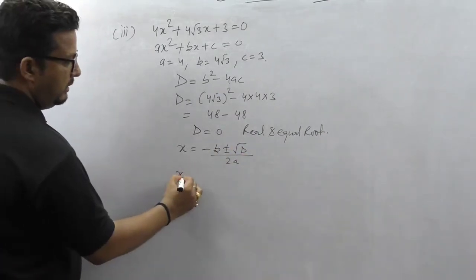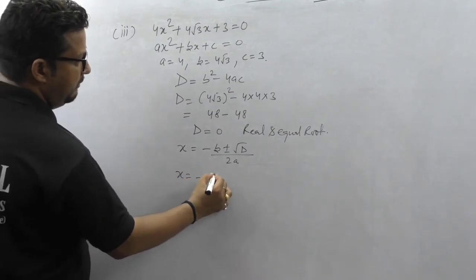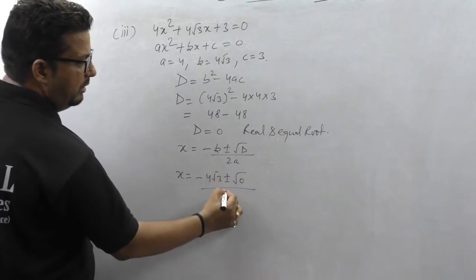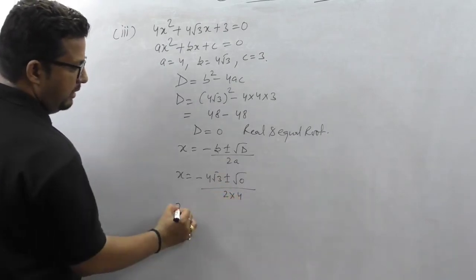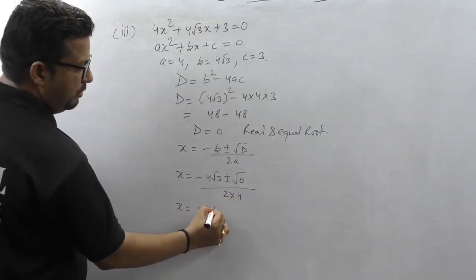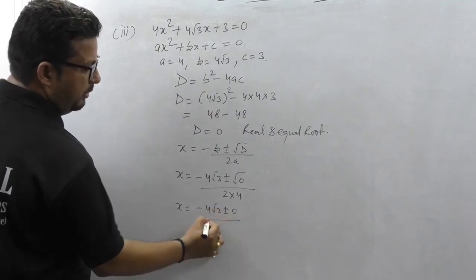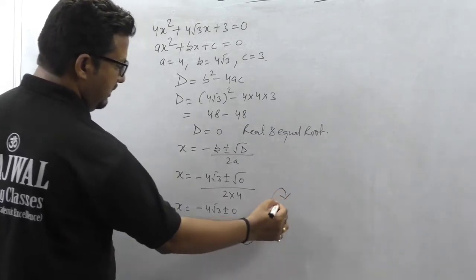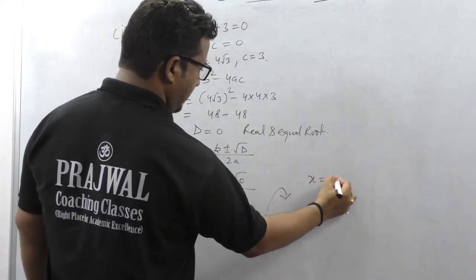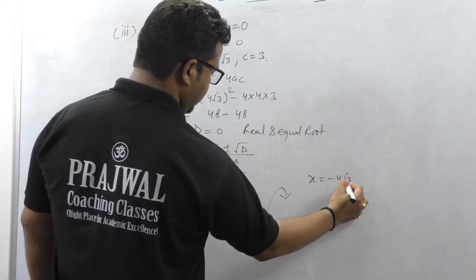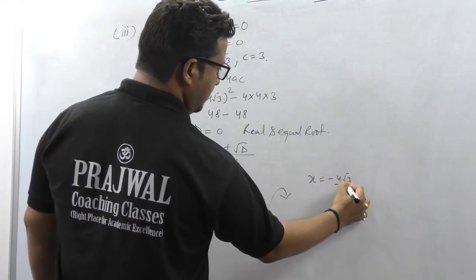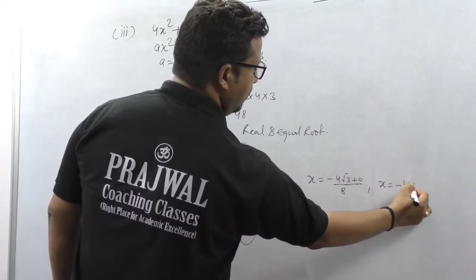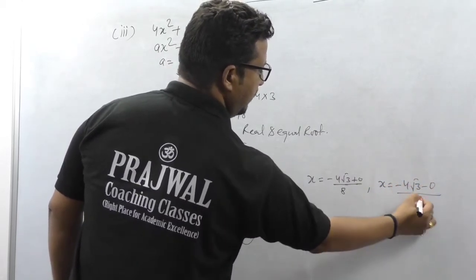All right, so x equals minus b, which is minus 4 root 3, plus minus root D. We got D value 0, and 2 into a is 8. So here we get x equal to minus 4 root 3 plus minus 0 upon 8. All right, so this we will write 2 times actually. We write like this, x equal to minus 4 root 3 plus 0 upon 8, and the other will be minus 4 root 3 minus 0 upon 8.